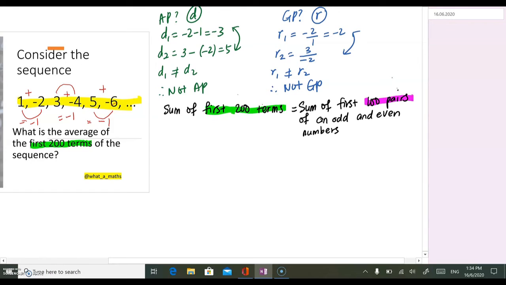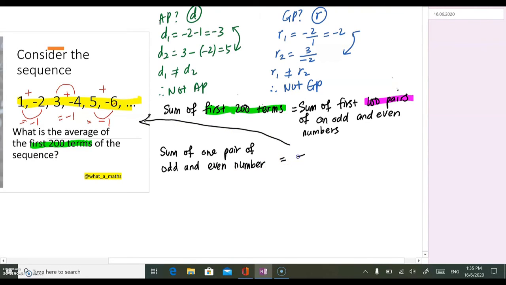Okay, 100 pairs. So if there are 100 pairs, it means that there are 200 terms. The sum of one pair of odd and even number is equal to -1, as I've seen just now. And now this is getting easier. In this case, I'm interested in the sum of 100 pairs. So if the sum of one pair is -1, then the sum of 100 pairs has to be 100 times -1, which equals -100.